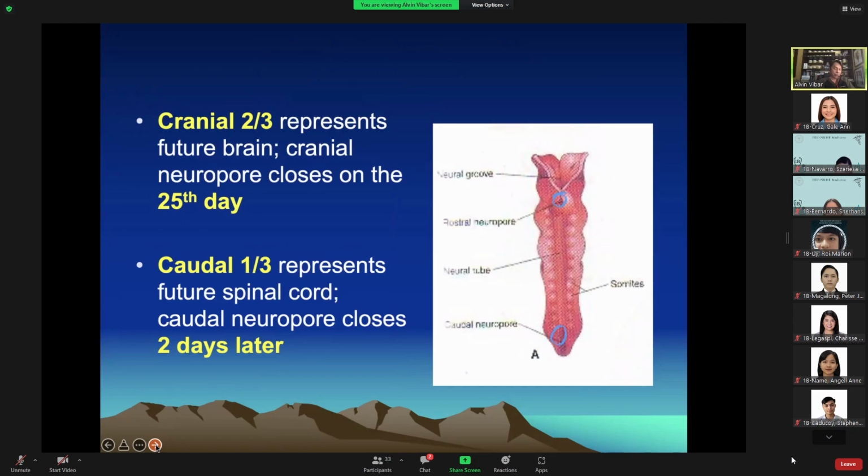Okay? It should close. Again, it should close. Cranial neuropore closes on the 25th day of development, while the caudal neuropore usually closes 2 days after the closure of the cranial neuropore, so which means it closes on the 27th day of development. Are we clear on that? Again, cranial neuropore closes on what day? 25th day. Very good. And caudal neuropore closes on what day? 27. Malinaw ha?